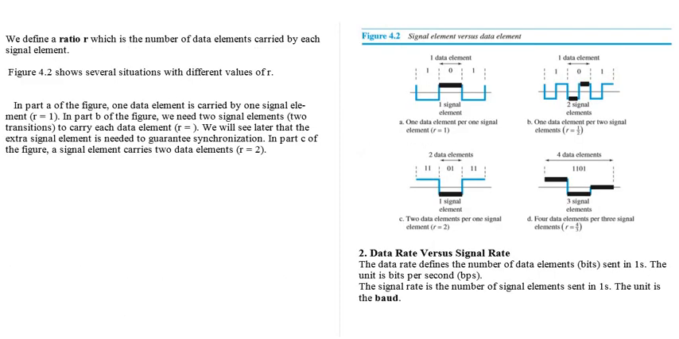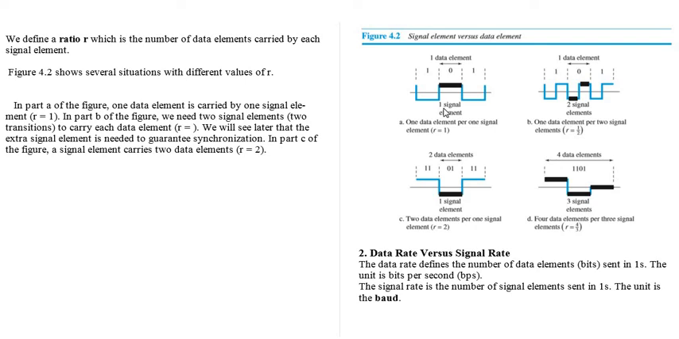Now we have to find the ratio such that how many data is sent per signal. For one signal, how many data can we send? Okay, we'll take the cases. Here the ratio R represents the number of data elements carried by each signal element. For one signal element, how many data can be carried? We have different cases.